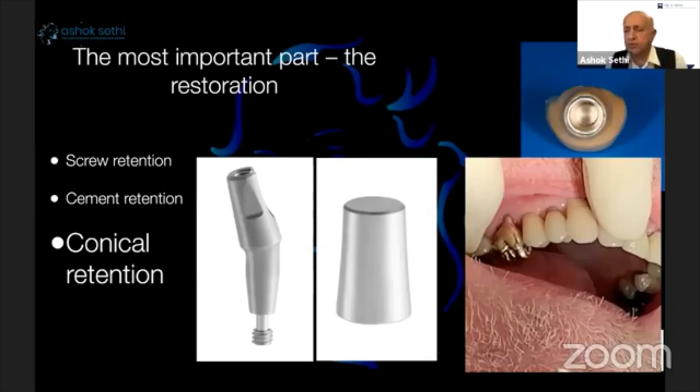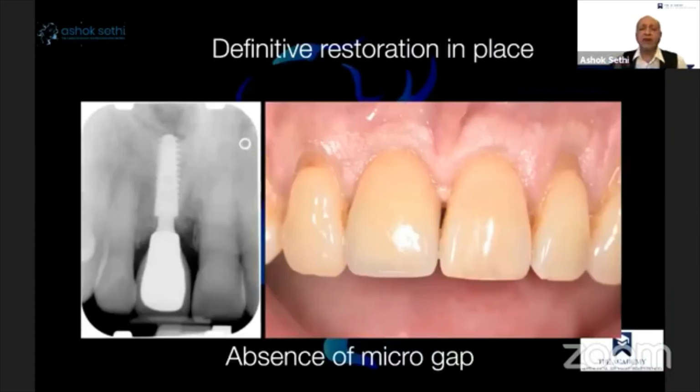The most important part of this is the fact that if you look at the image on the left-hand side, there is no microgap. There are two potentials for microgaps. One is between the implant and the abutment, and the other is between the crown and the abutment. So now there's no microgap.